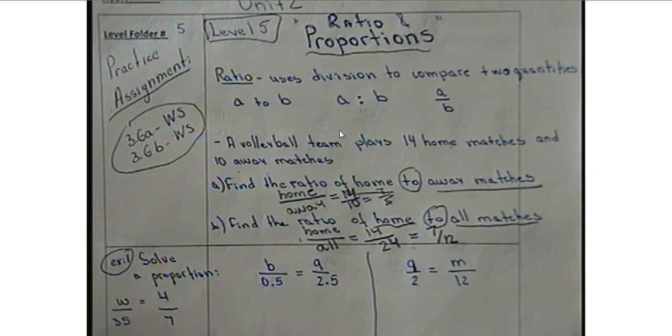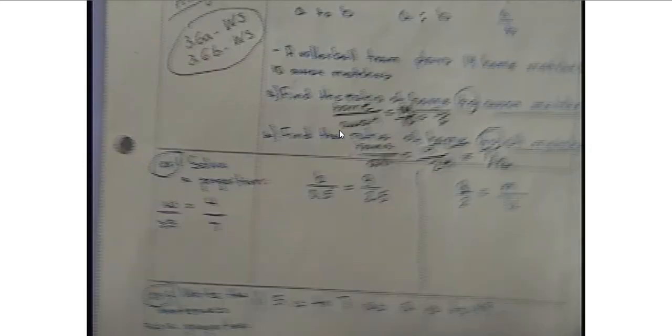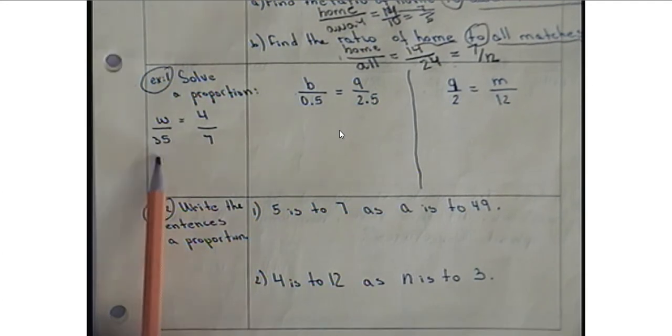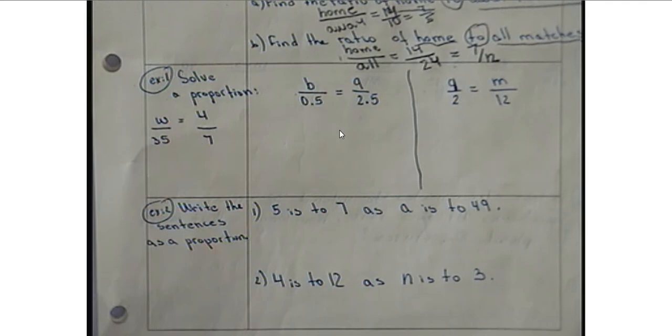Alright, so I hope you got the idea of the ratios, and you will see how to set up proportions too. So we will begin with the first few examples of solving proportions. So next thing, you're going to write down solve the proportion and have the first one. W over 35 is equal to 4 over 7. We have one ratio on the left, another ratio on the right.